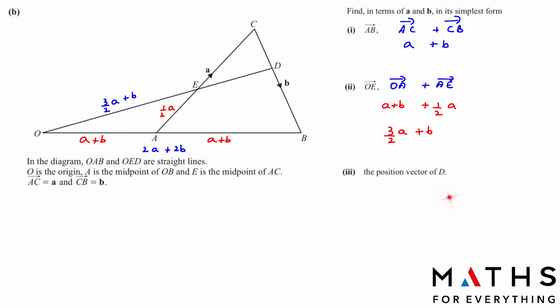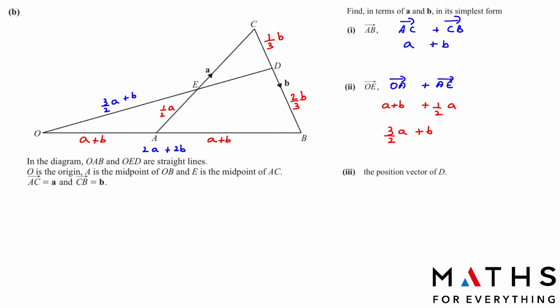Now we have to find the position vector of D. To find the position vector of D, it means we have to find OD. But in the question, they have not given any information about D. So we have to look at the line, and we can see that CD is 1/3 of CB. So if CB is b, CD is going to be 1/3 b and DB is going to be 2/3 b.